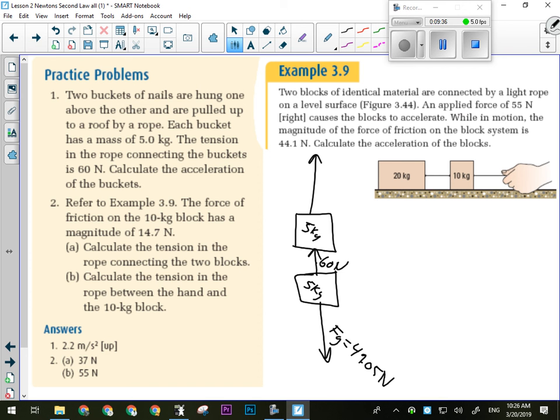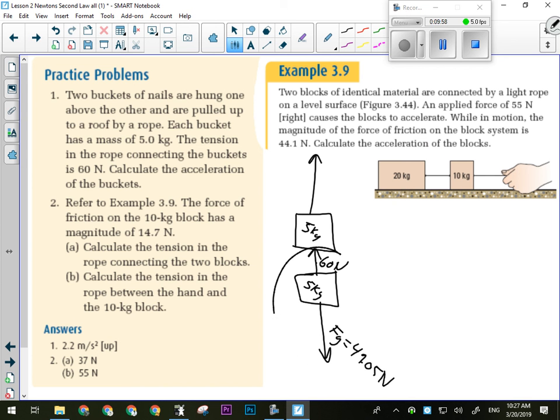Yes, I can. As a result, I can find the acceleration of the bottom bucket and know that that's the acceleration of the system. So sometimes we have to look at individual parts and then apply that to the whole system. Other times we have to solve for the system and then apply to individual parts. So that's what we're looking at here.